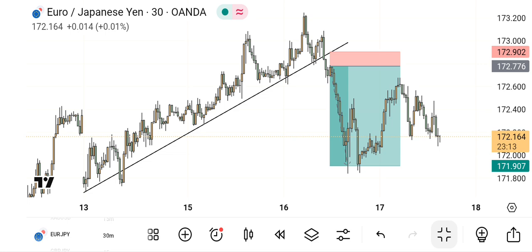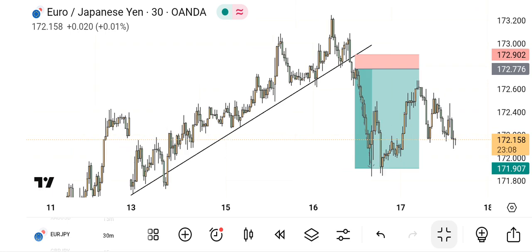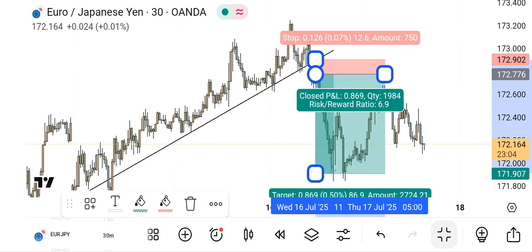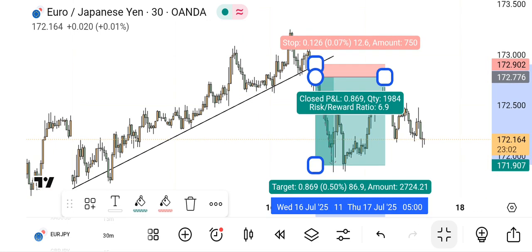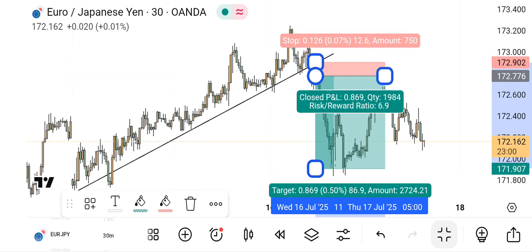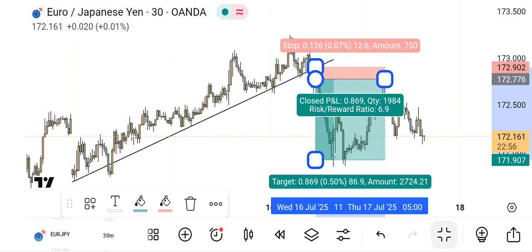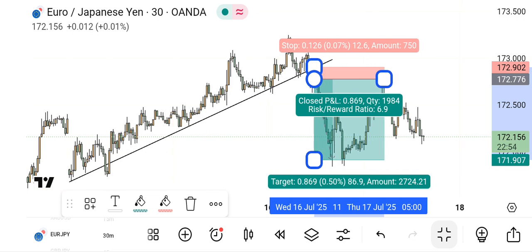Let me just explain how I got this entry for my EURJPY with 12.6 pips for stop loss and 86.9, let me say 87 pips for take profit. So it is 1 to 7 risk reward. So let me just explain.